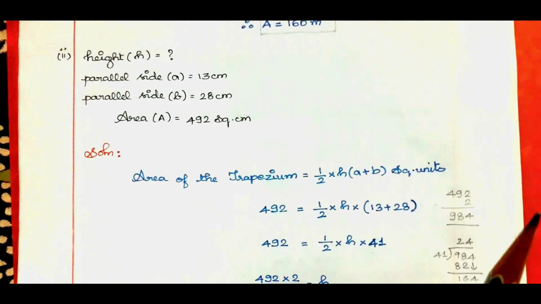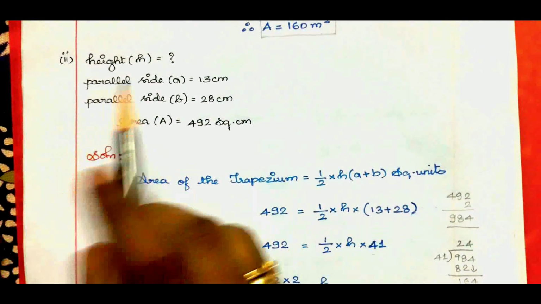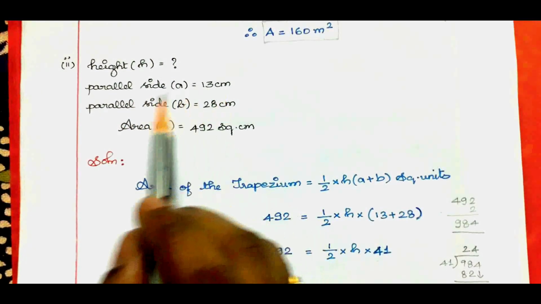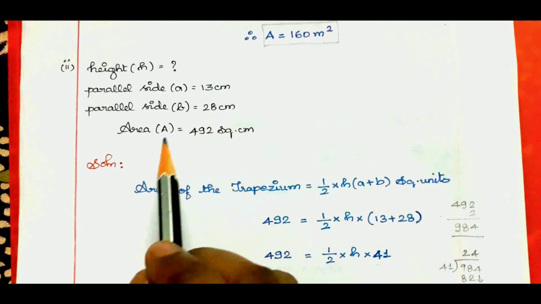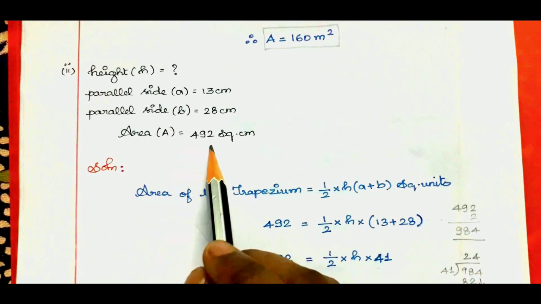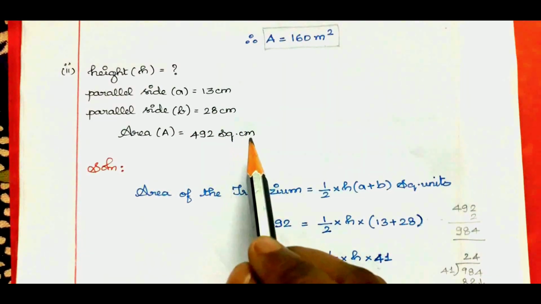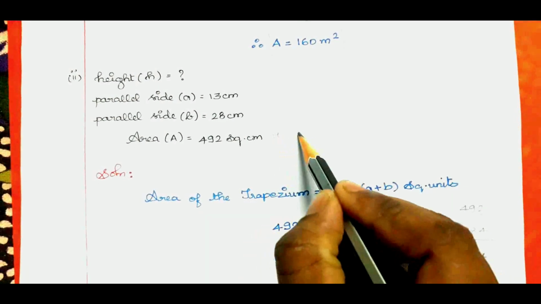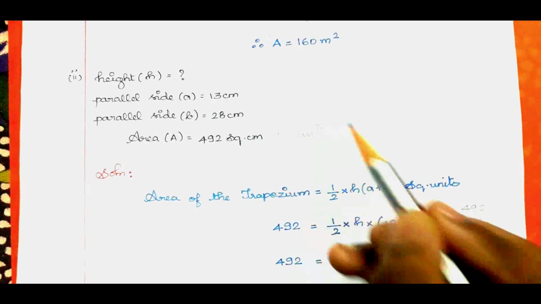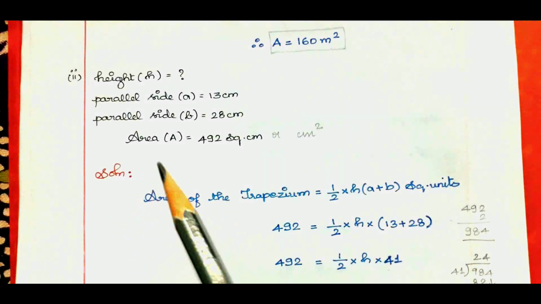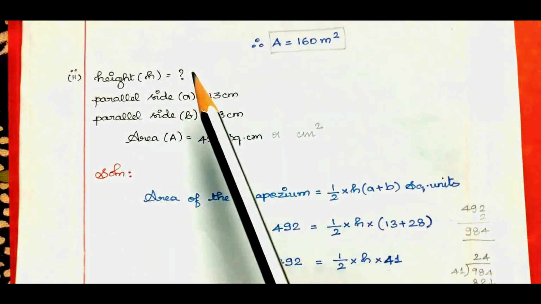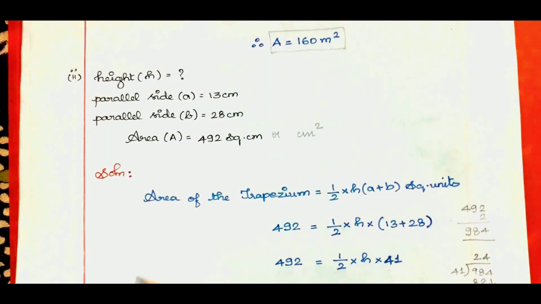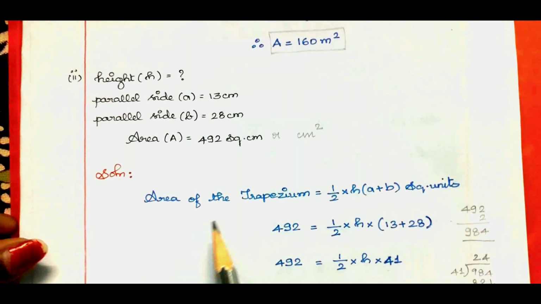Yes, second question. Height h is unknown. Parallel side a is equal to 13 centimeter. Parallel side b is equal to 28 centimeter. Area is equal to 492 square centimeter, or you can call it centimeter square. Okay. So here in the question, h we don't know, but a, b and area have been given. So we'll move on to the solution.